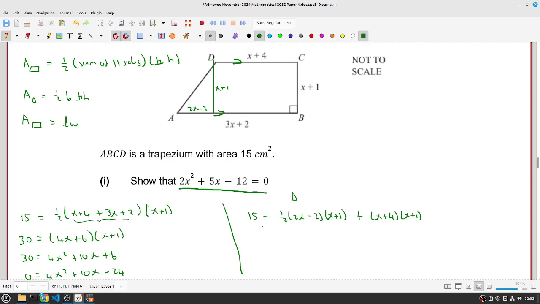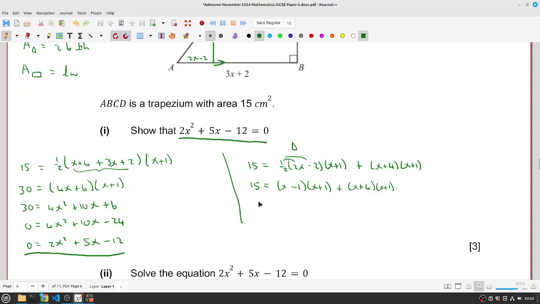Okay, let's simplify. In this case, I'm just showing that it doesn't matter exactly what we do first. I'm going to multiply the half into this bracket. So half times 2x is x, and half times negative 2 is negative 1. Then we still have the same brackets, x plus 1. Now let's multiply out the brackets.